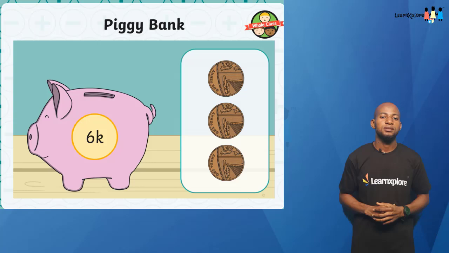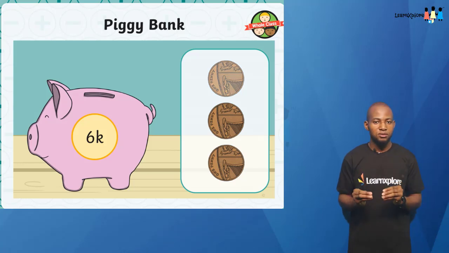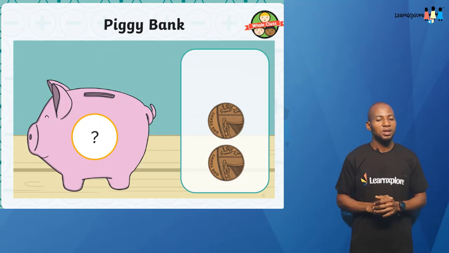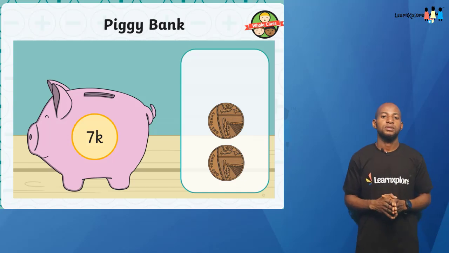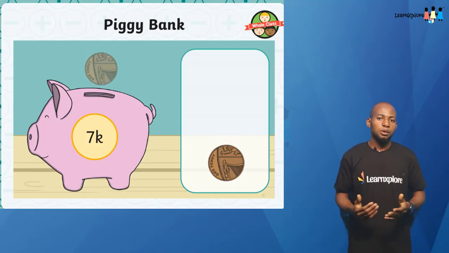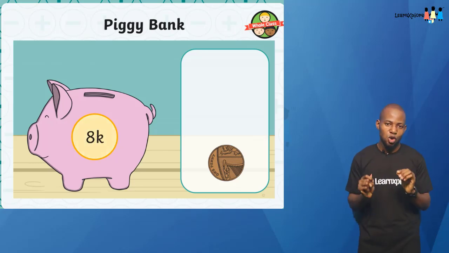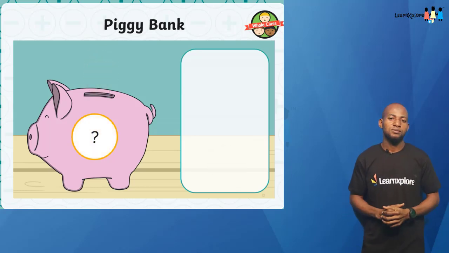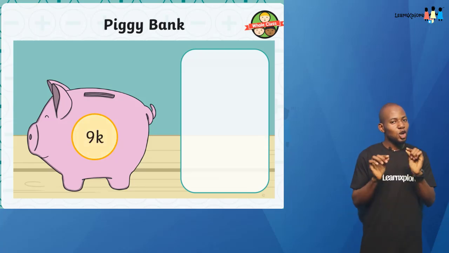Again, how much is this? This is 6 kobo. Now, a kobo is in. How much is it now? That is 7 kobo. A kobo is in. How much is it now? That is 8 kobo. A kobo is in. How much is it now? That is 9 kobo.